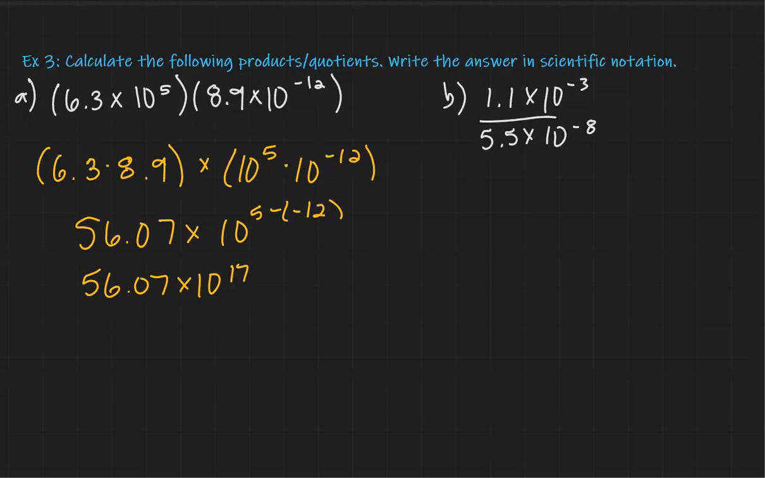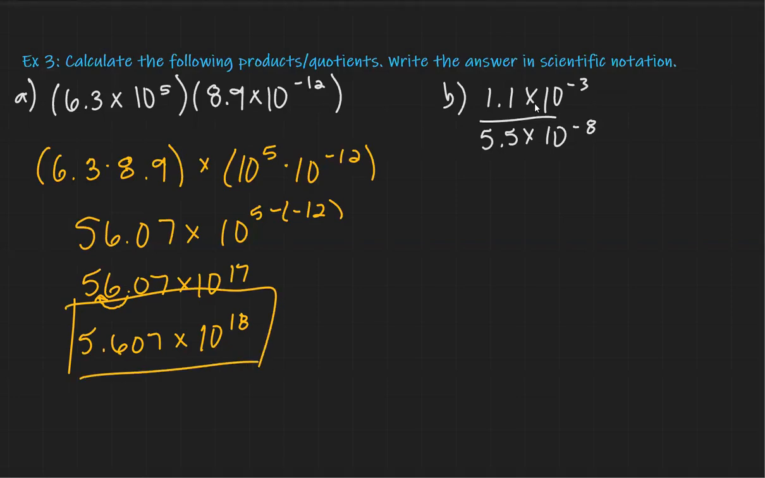Okay, but now we have an issue that we got to clean up before we finish. This first number needs to be between 1 and 10. Right now it's 56, so I got to move this decimal place over once. I'm allowed to do that as long as I also affect my 10 to the 17th, right? If I want to express this back in normal number notation, I have to move this decimal to the right 17 places. But now I moved it once to the left, which means I have to move it one more space than I originally had to get it all the way to the right. So that adds 1 to my exponent, right? So now I get 5.607 times 10 to the 18th.